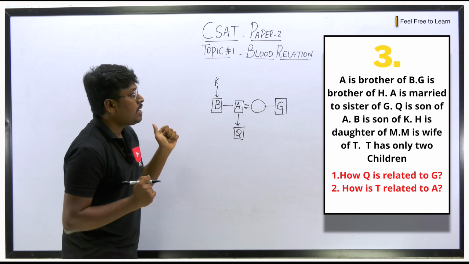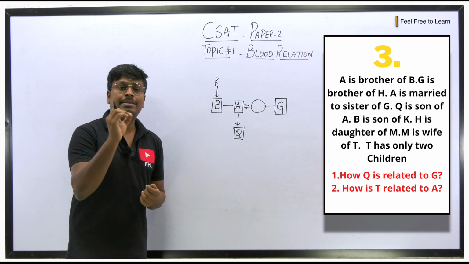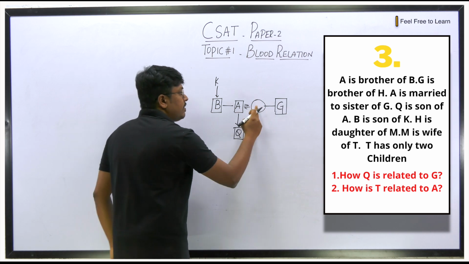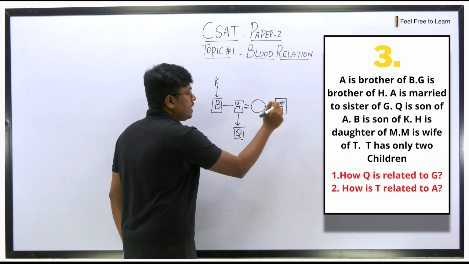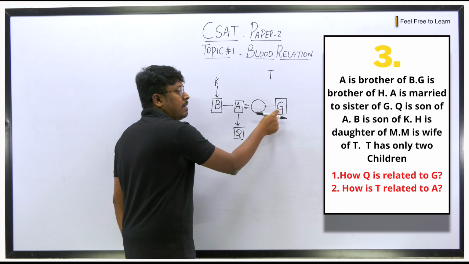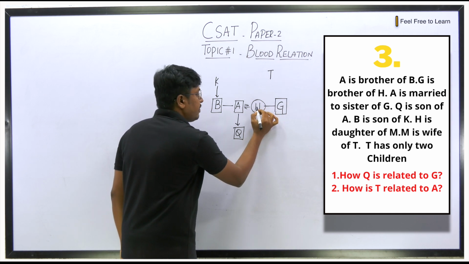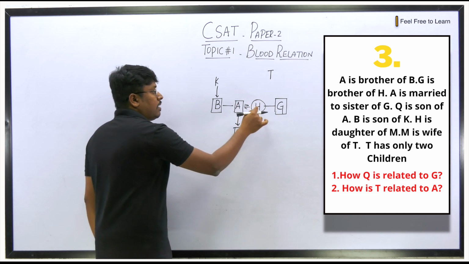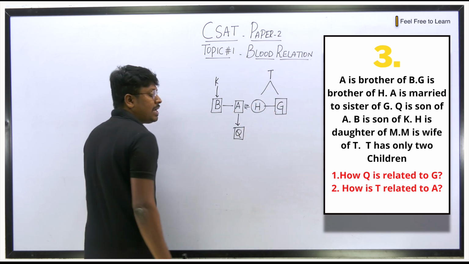So what is the last point? T has only 2 children. Just see here. What they are saying is the person T has only 2 children, which means G's sister will be the only other one, there will not be any other person, right? Only 2 children for the person T. In the second point, G is brother of H. So H's brother is G. So definitely I can fix H here. So H and A will be the married couple. And according to the last point, T has only 2 children. Yes, definitely T has only 2 children.